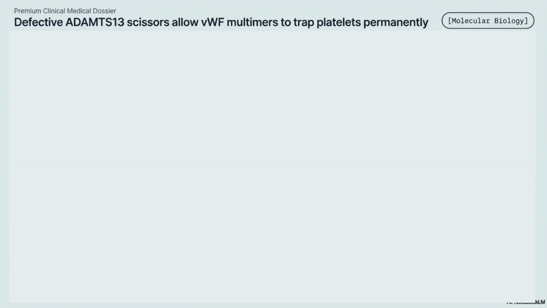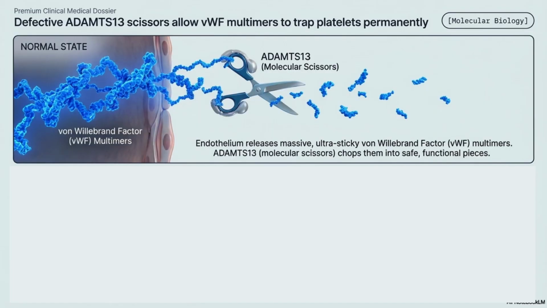Let's open our premium clinical medical dossier to understand the molecular biology of TTP. The core defect is that defective ADAMTS13 scissors allow von Willebrand factor multimers to trap platelets permanently. In a normal state, the endothelium releases massive, ultra-sticky von Willebrand factor multimers. Then ADAMTS13, our molecular scissors, chops them into safe functional pieces.